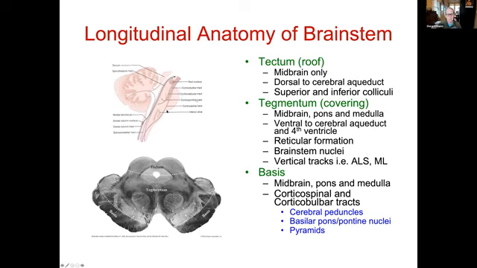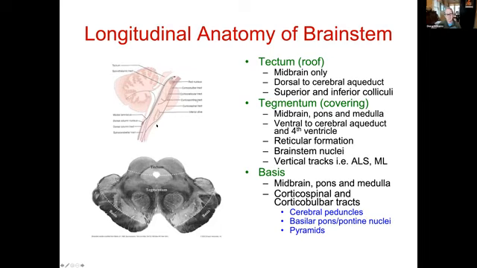Now, on the ventral surface of all areas of the brainstem, we find a descending motor tract that originates up in the cerebral cortex. That's the corticospinal tract. It starts in the cortex and makes its way down through the brainstem to eventually end up in the spinal cord. Those motor fibers running down exist on this ventral surface, and that's referred to as the basis of the brainstem.